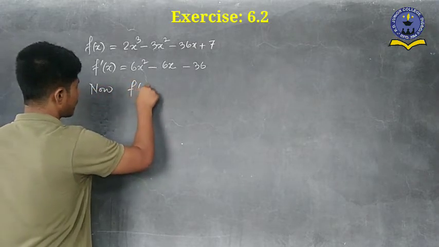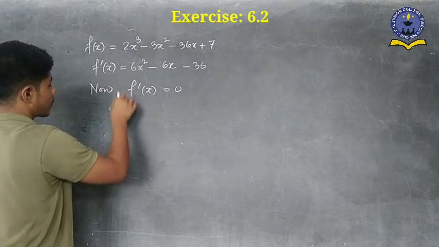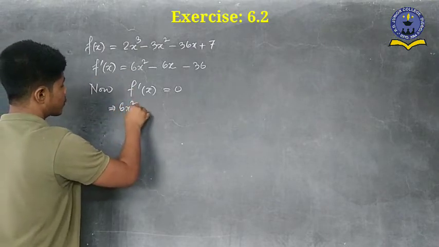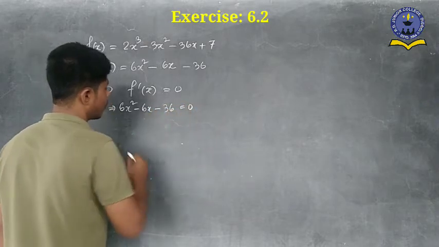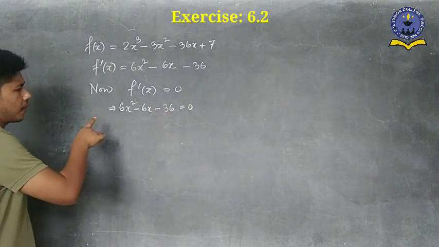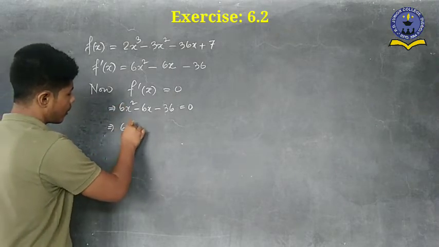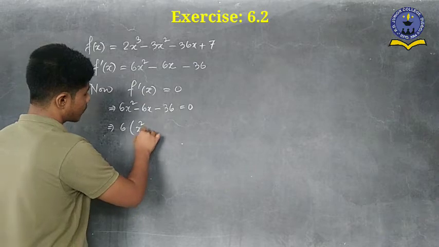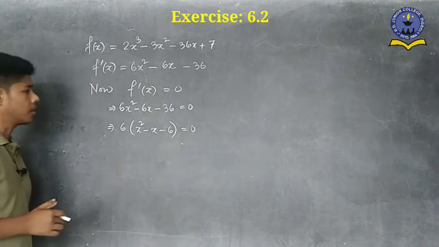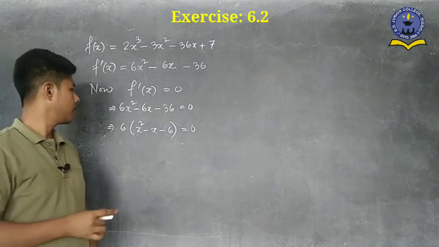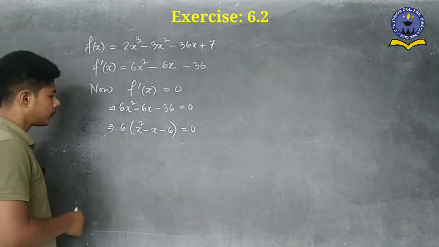After that, f'(x) equals 0. If we put the f'(x) value here, this is 6x² − 6x − 36 = 0. Now first of all, 6 is common here, isn't it? If we take 6 common, then what we get is x² − x − 6 = 0. If we take 6 common, then x² − x − 6 remains here, isn't it?